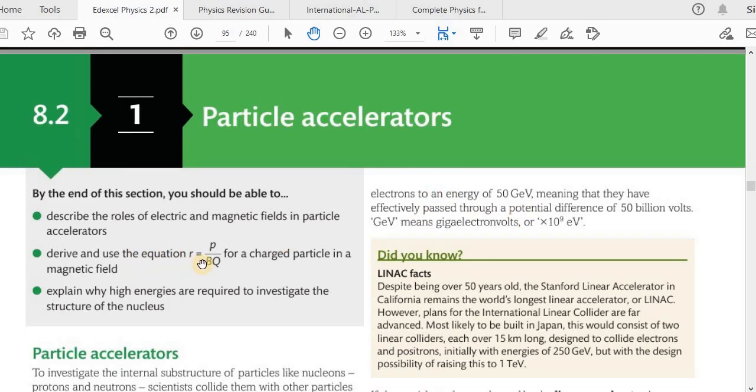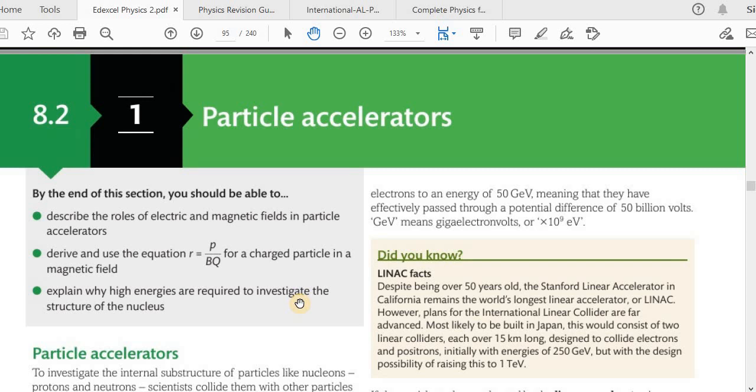Derive an equation R equals P over BQ for a charged particle in a magnetic field. We will see this now. You may have to use the equations of circular motion to do this. We will see the details. Explain why high energies are required to investigate the structure of the nucleus.